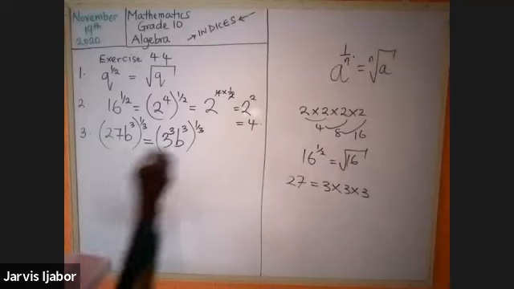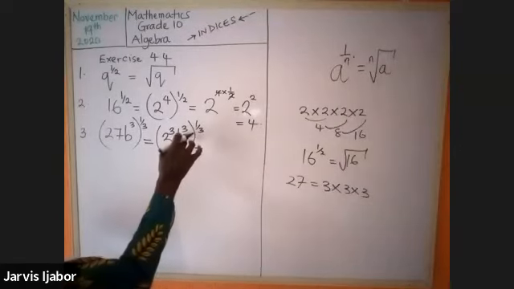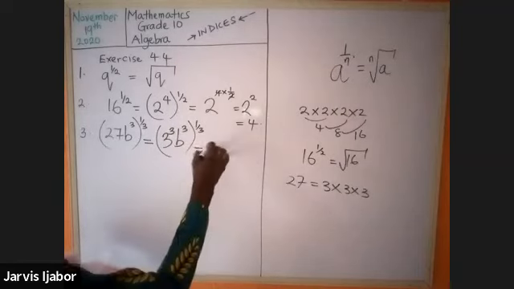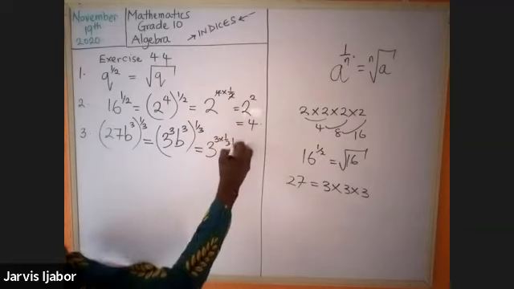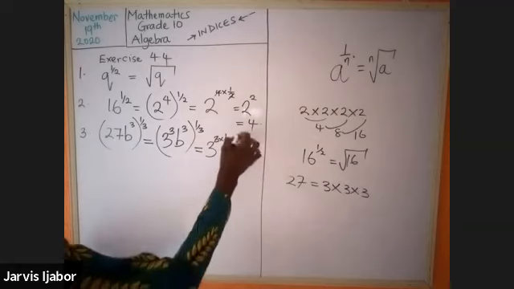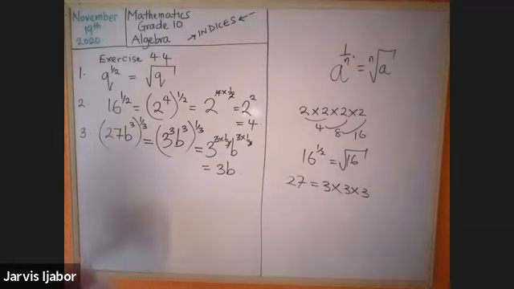Now you can treat this power as affecting the individual components of this bracket. So this would be 3 raised to the power of 3 times 1/3. This is b raised to the power of 3 times 1/3. And when you do your relevant calculations, this will give you 3b as your final answer. So that takes care of that question.